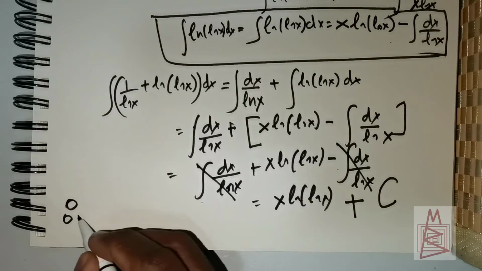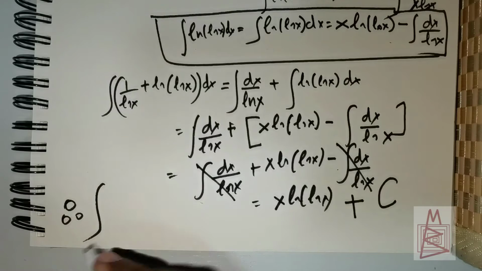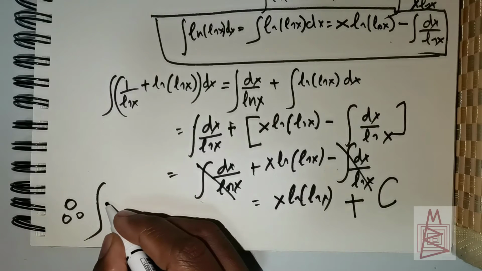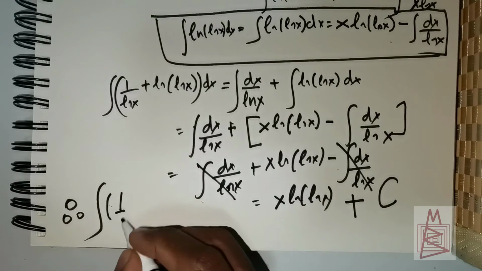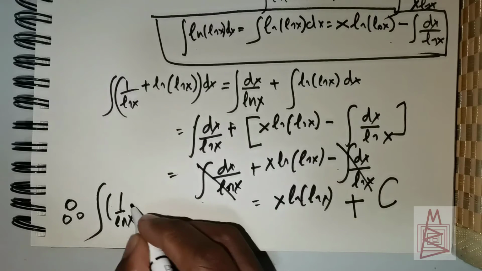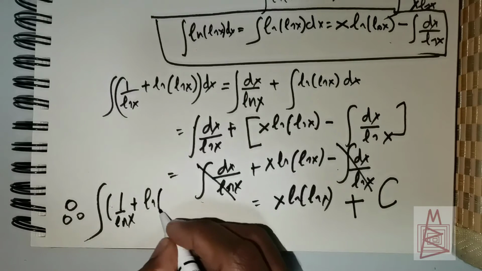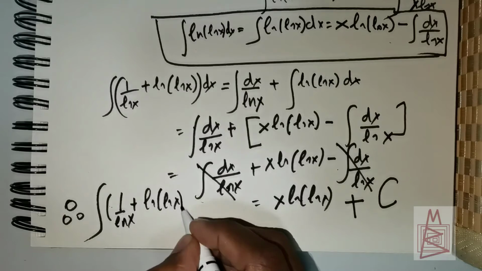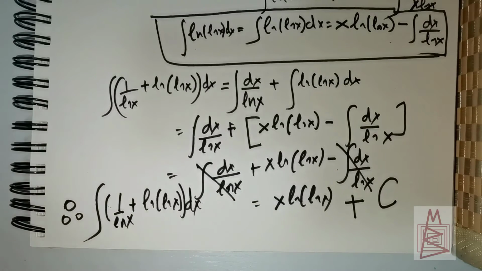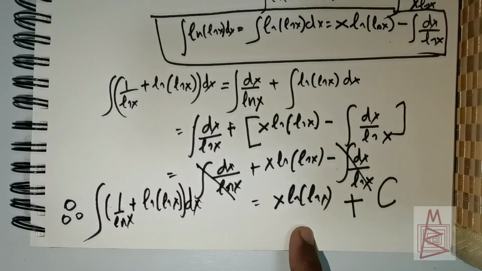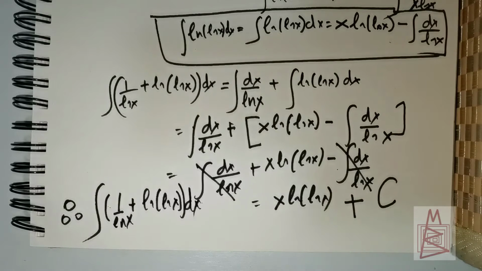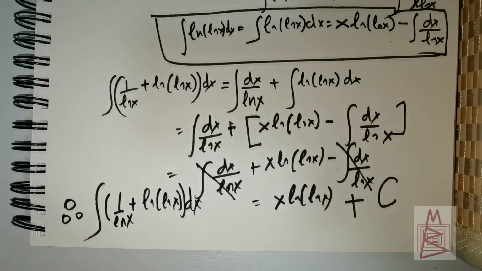So therefore, just for the sake of consistency or continuation, I can simply write, therefore, integral of 1 over ln x positive ln of ln x times dx is obtained to be x times ln of ln x plus arbitrary constant c. So that completes the solution to this question.